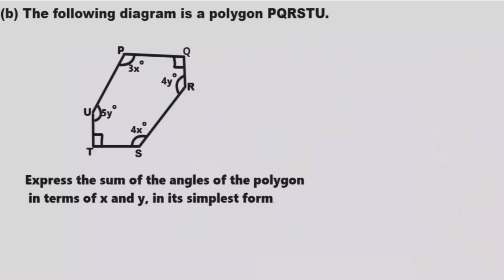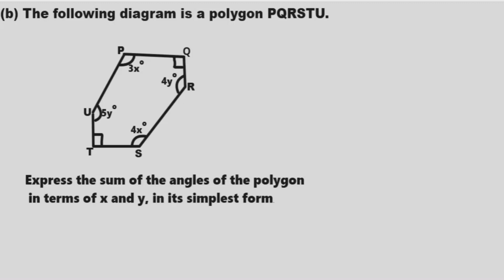Okay, so question 4b was as follows. The following diagram is a polygon PQRSTU. Okay, so the actual question is: express the sum of the angles of the polygon in terms of x and y in its simplest form. Okay, so how do you go about this one?